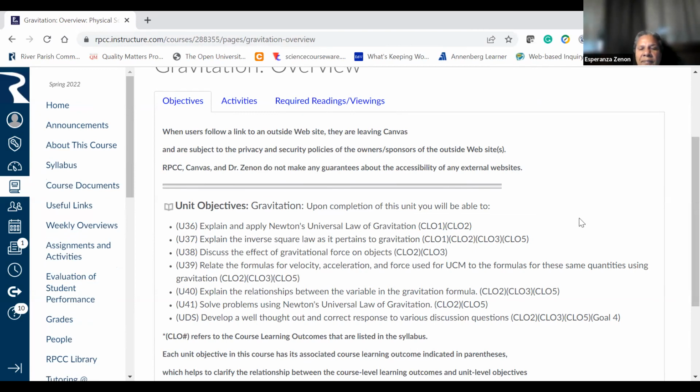And I'll also be, once we delve into gravity and we look at the formula and we look at some examples of using the formula, then we'll also tie it back into some of the stuff that we studied for circular motion. Okay, and that's what you see reflected in these objectives.